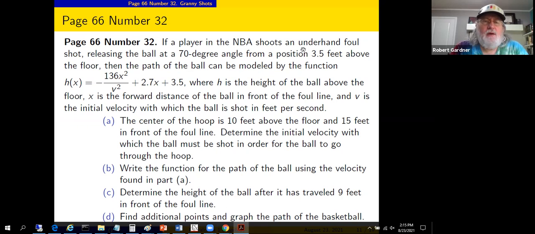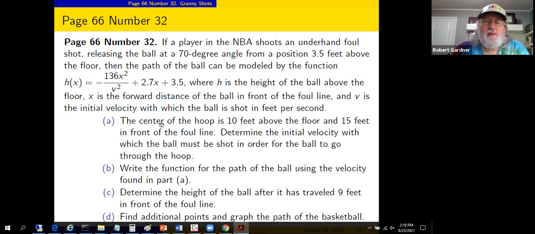Underhand shot, that's why the ball's so low. It's at 3.5 feet because this was an underhand foul shot. Okay, so the 3.5 plays its role right here. The 70 degrees, we don't know anything to deal with angles just yet. Presumably the 70 degrees is taken care of somehow in this function. This is what we're interested in here. Some of these numbers are relevant. The 3.5 is because it appears here. The 70 degrees is not at all relevant to what we need to do. So they've given us a function. Ooh, it's got something we don't know. The v parameter, we don't know that.